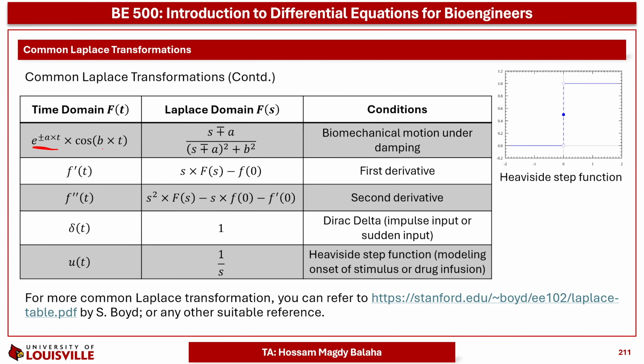And here the exponential multiplied by the cosine. So here every s is added to a factor. So it's s minus plus a over s minus plus a squared plus b squared.